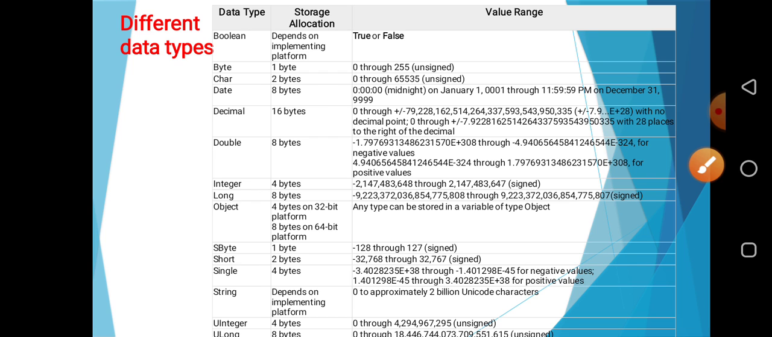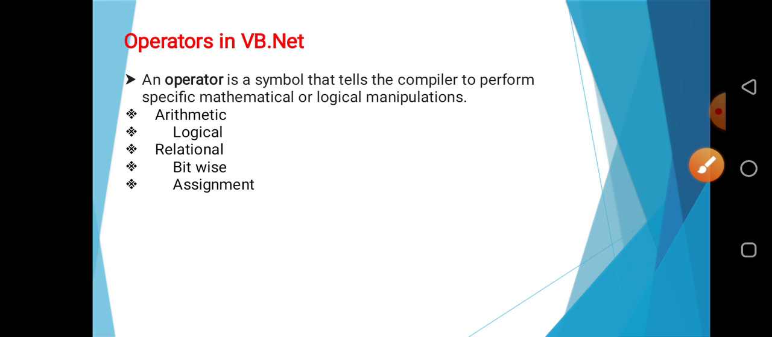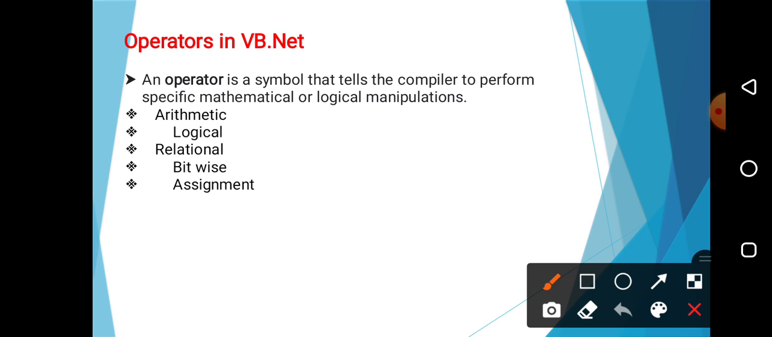Now the next one is the operators in VB.NET. Students, you know these things. What are operators? Operators are used to perform operations on the operands. What do you mean by plus? What do you mean by minus, divide, multiply? These are all called operators. But students, why are these called operators?